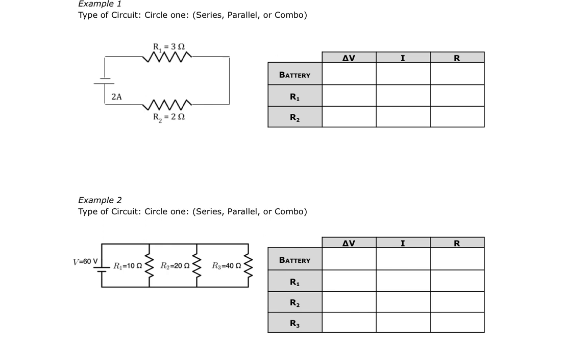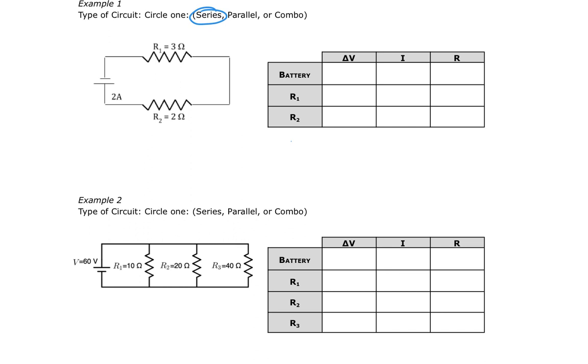Okay, here we have a simple series circuit, so we can go ahead and circle series, and we know a couple of things based on what we're given. So we know at some point somebody measured the current through the battery to be 2 amps. Somebody measured R1 to be 3 ohms, and someone measured R2 to be 2 ohms.